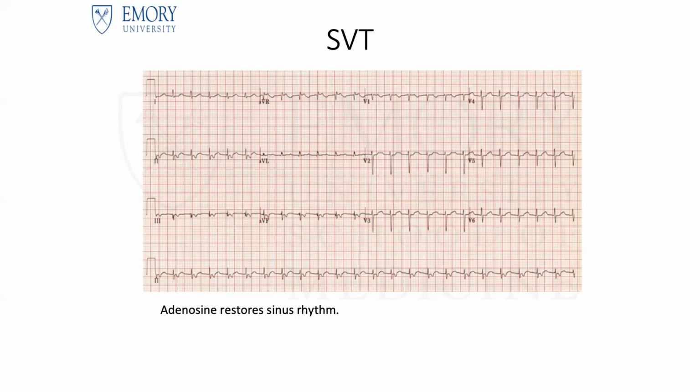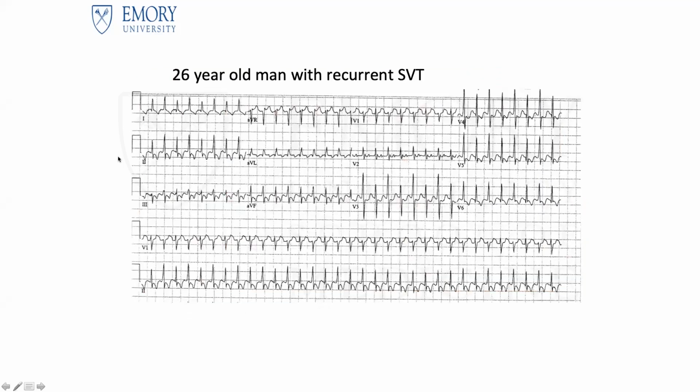So the rate looks like 150, but I'm not sure if I see retrograde P waves here. Adenosine restores sinus rhythm. I would say AVNRT. Yeah, and this might be a little bit longer RP than we have shown on some other ones, but they're certainly inverted. So retrograde P waves, they're fairly close to the QRS, although I agree with you, it might not be as close as we usually see. But this one is most likely AVNRT.